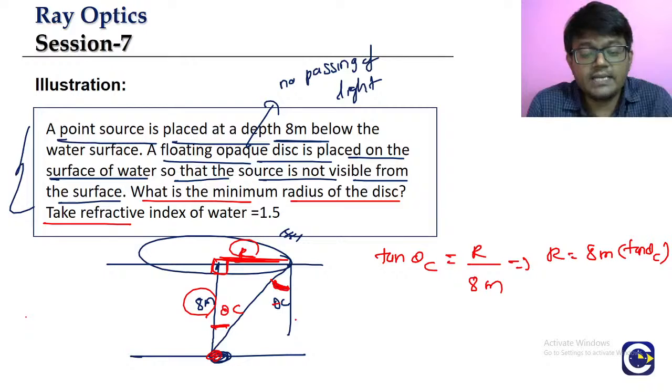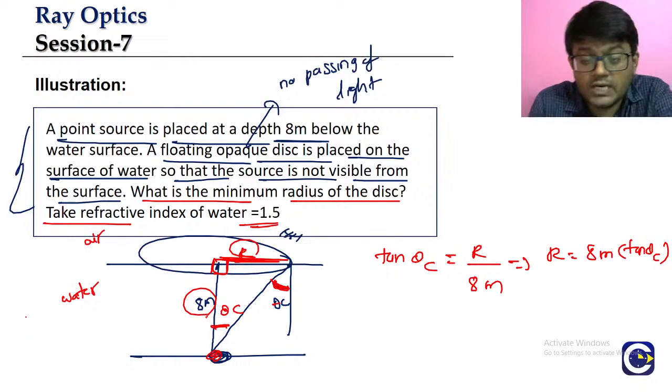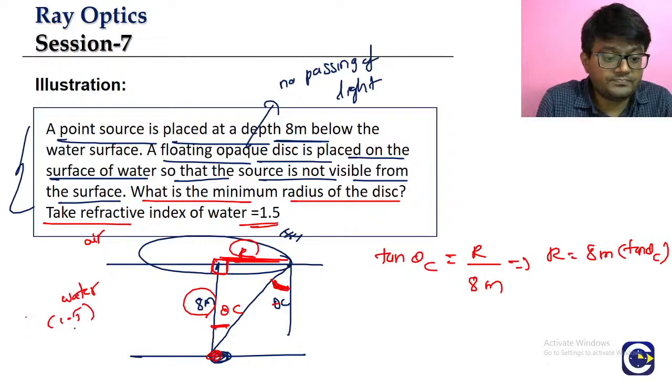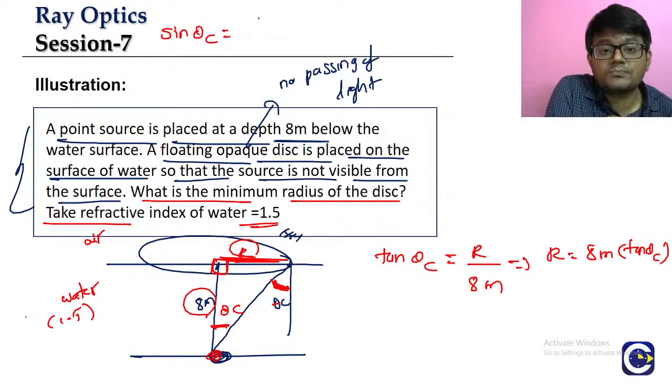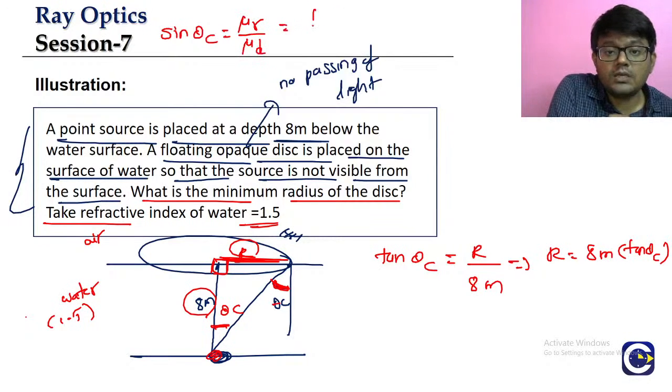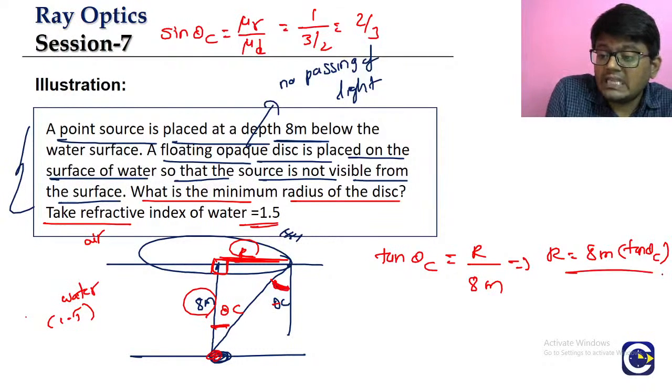How do we know what theta critical is? The light is going from water to air, right? They are giving us water. What is the refractive index? 1.5. So what is the relation we have? Sine of theta critical is equal to what? It will be mu rarer by mu denser, correct? The rarer medium here is air. The denser medium is water. The refractive index of water is 1.5, which means 3 by 2. So this is 2 by 3. Sine theta critical is 2 by 3. But to get the R value, we will need tan theta critical.